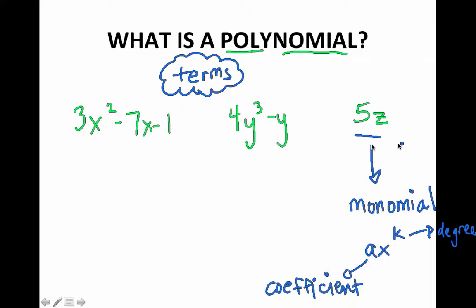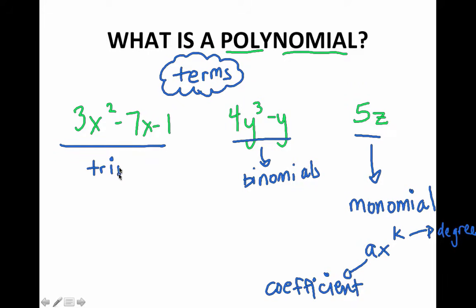So we have monomials, that's one term. We have binomials, that's two terms. And we have trinomials, that's three terms. Now there's more, we can have more than three terms, but for now we'll just keep our vocabulary to three terms.